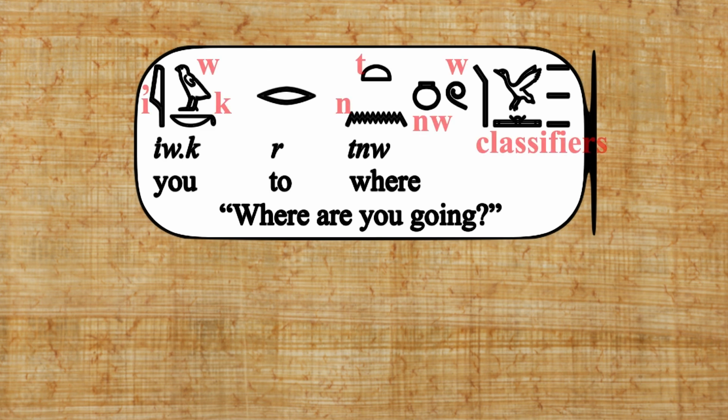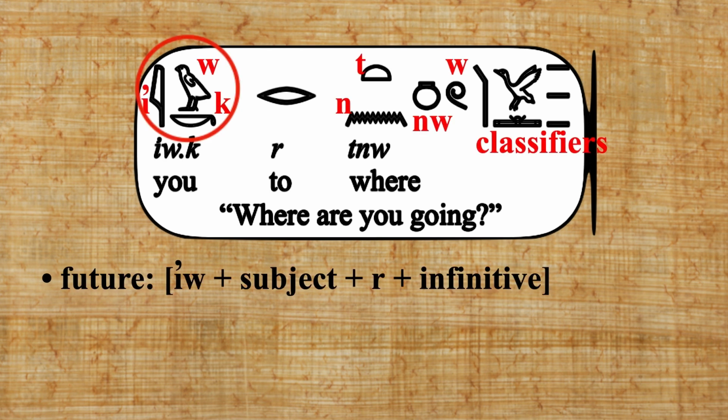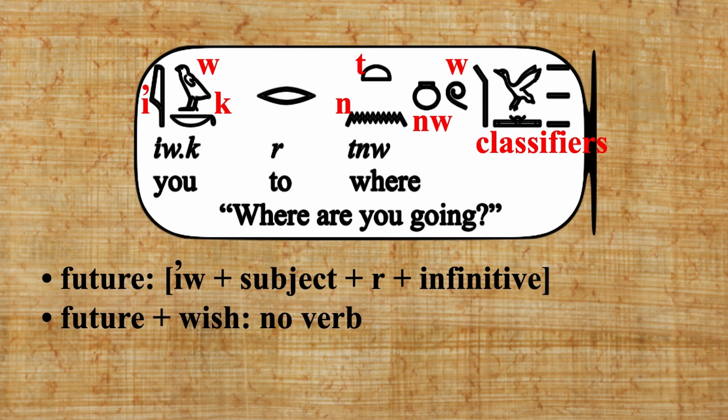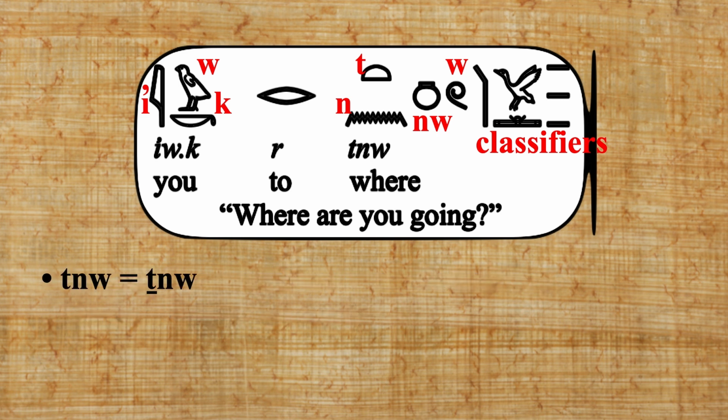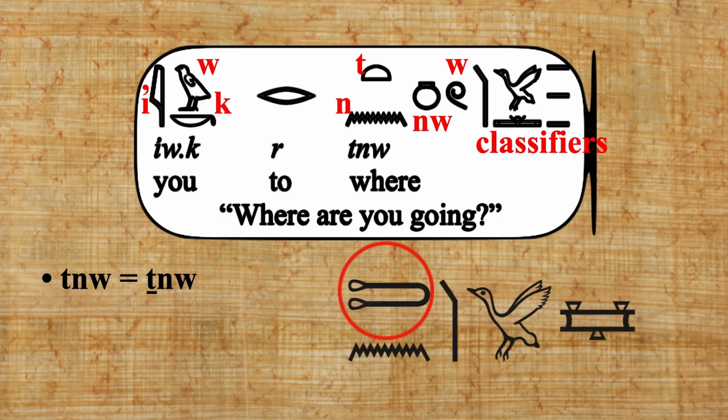The future is expressed by the structure, which acts as an introductory particle, the subject, the preposition, and the verb. If the future expresses a wish, like in this example, the verb can be omitted. The interrogative word, tenu, meaning where, can also be transliterated as chenu. The reason is that the initial consonant shifted during the Middle Kingdom, and so did its spelling.